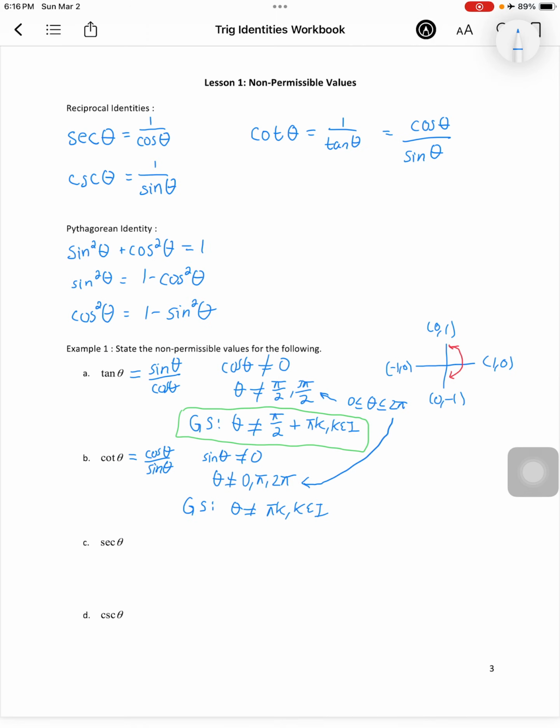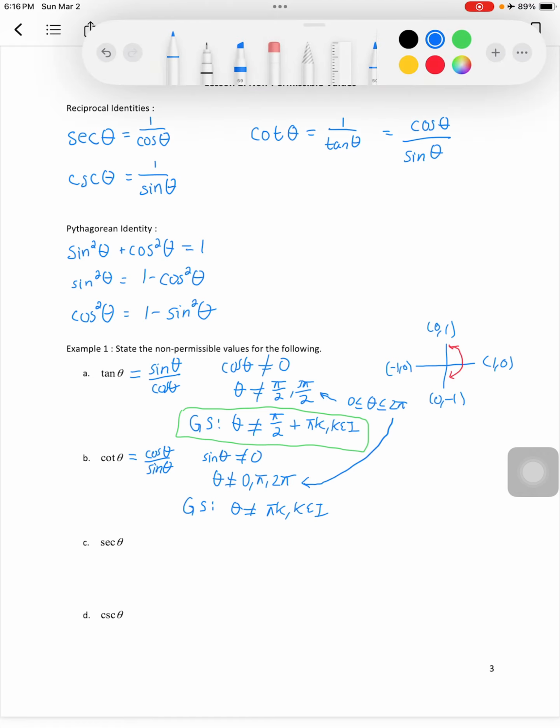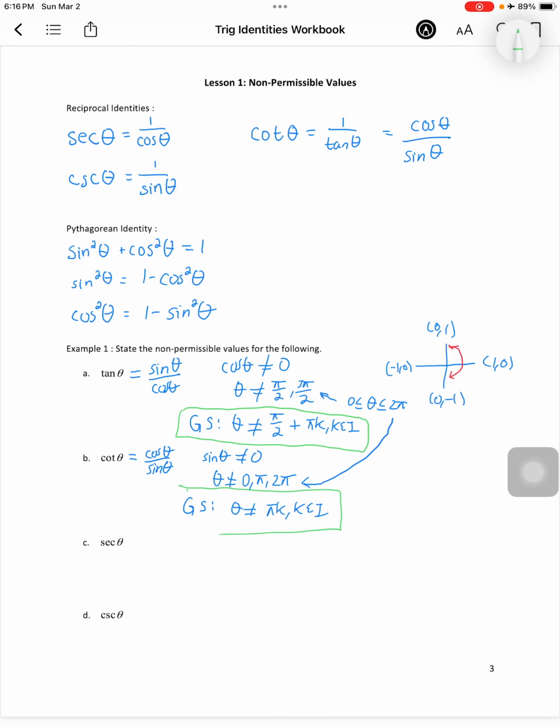Some students like to write theta cannot equal to 0 plus pi k, but if you picked k equals to 0, then you would get the same thing as theta cannot equal to pi k anyway, right? So it's just more efficient to write it this way. So this would be your answer.